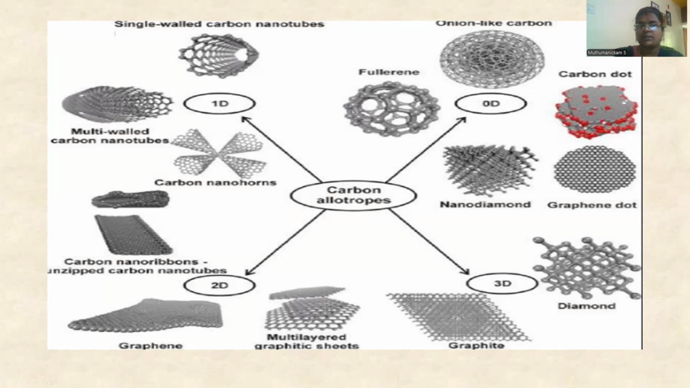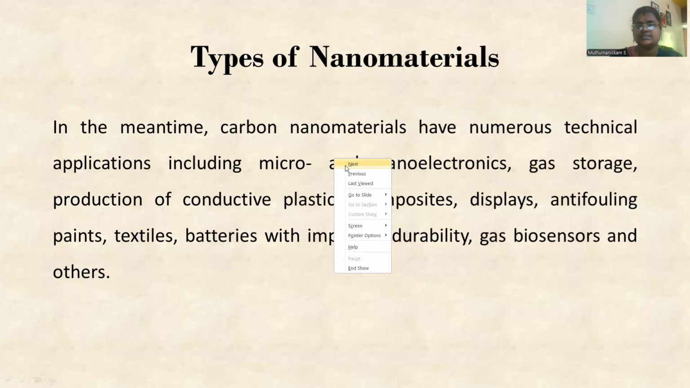In two-dimensional, they appear as sheets. They are a flattened surface, since they are stacked one above the other, so they appear as sheets. And three-dimensional, they have different shapes. As I said, diamond has a different shape. Similarly, these types of nanomaterials are applied in various applications, as I said, in medicine, in sensors, in biosensors, and in textiles, even in energy storage as batteries for their durability. Like this, they are mainly used.